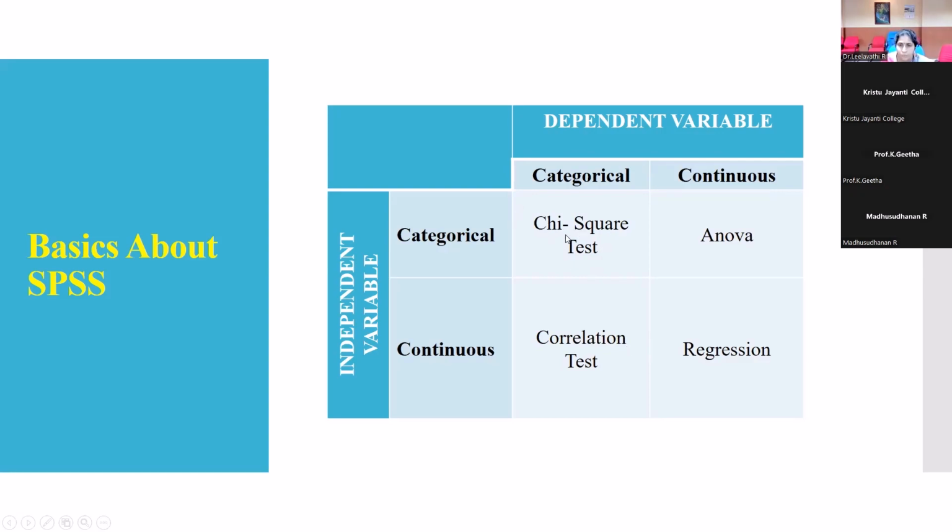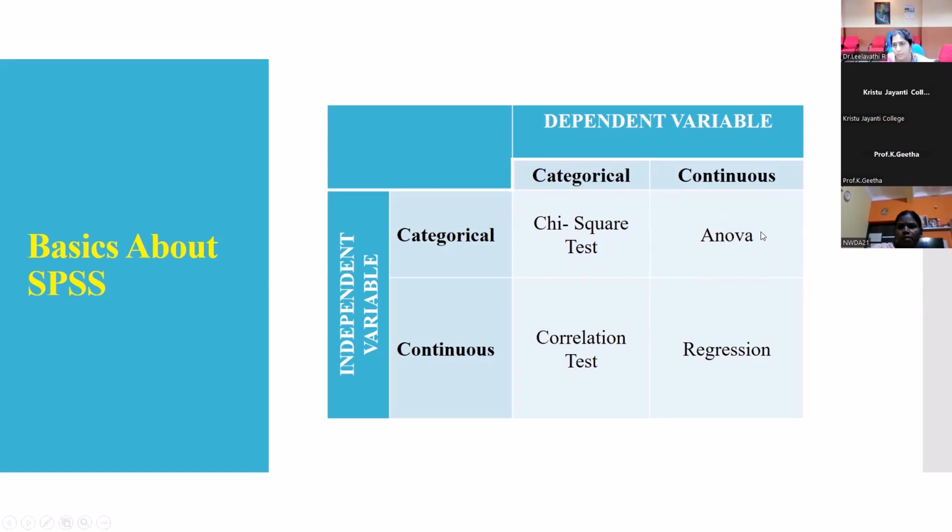If you want to find out the association between the 2 variables, for example, A is associated with B, then we need to use chi-square. If you want to find out the difference between 2 variables, A differs from B, or A is having any impact on B, like that way, then we need to go for ANOVA.